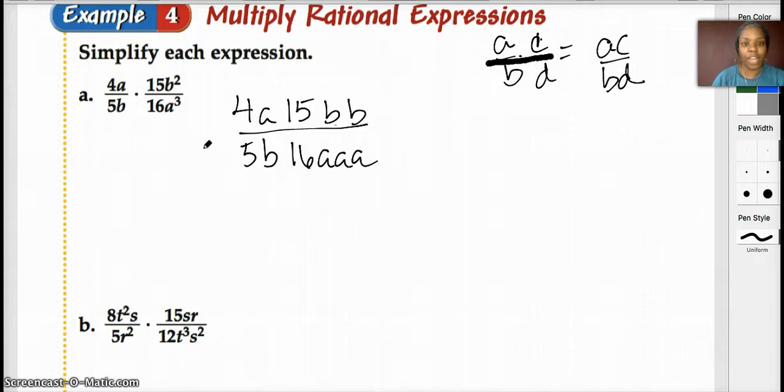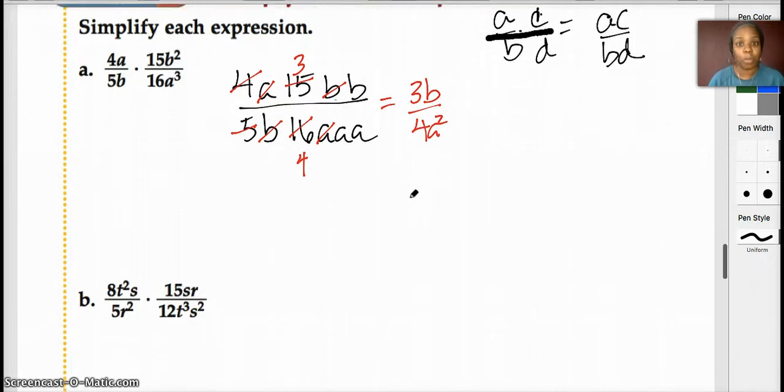What we'll do now that we've got it multiplied together is we're going to cancel. So the b's, this b will cancel with this one. This a will cancel with one of these down here. 4 will cancel out of 4 inside of 16, and 5 will cancel out of 5 inside of 15, leaving a 3. So in the numerator, what we're left with is 3b, and in the denominator, we're left with 4a squared. And that's how you simplify rational expressions when you're multiplying them.